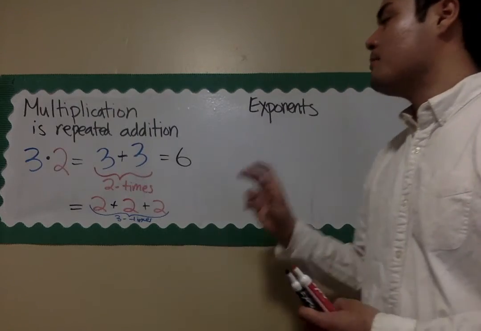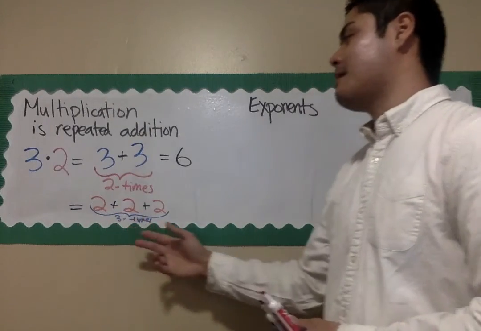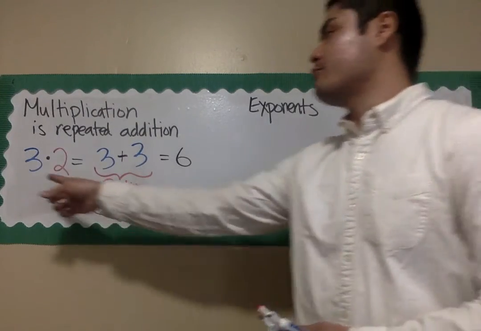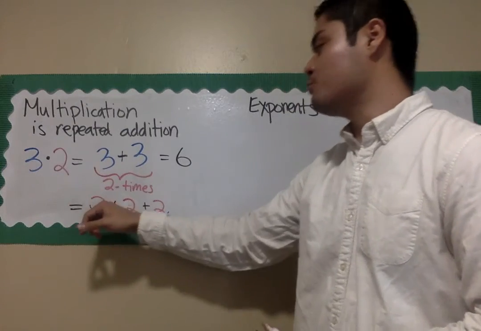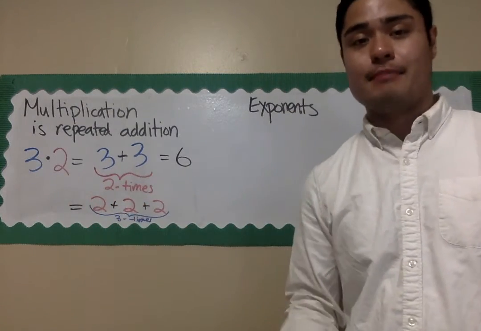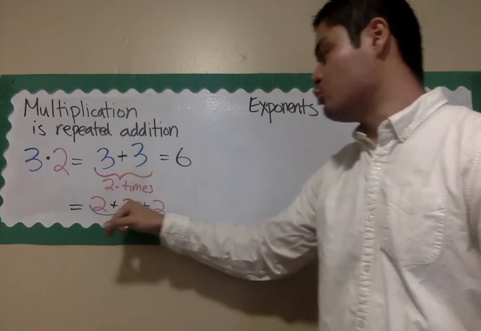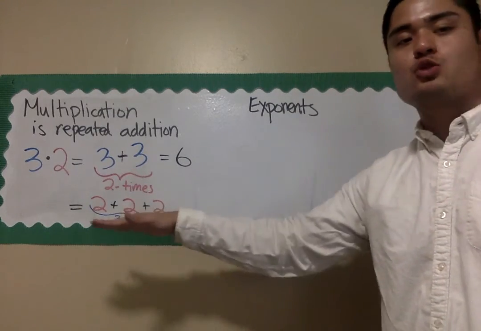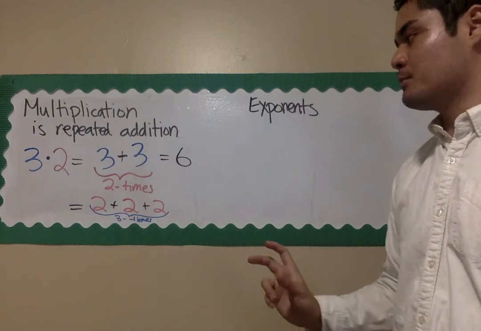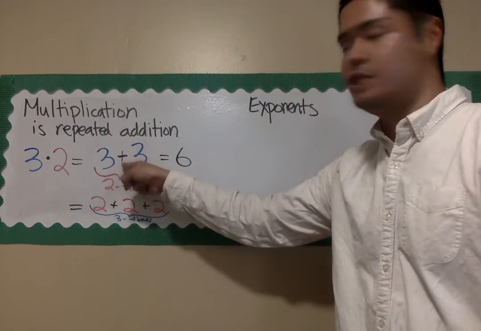So again, multiplication is just telling us how many times we are adding a number. 3 times 2 means we're doing 2 plus 2 plus 2, 3 times. If it were 2 times 20, you would have done 2 plus 2 plus 2 plus 2 plus 2, 20 times. That is what multiplication is, when we're repeating the addition sign.